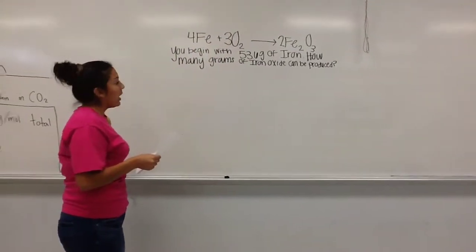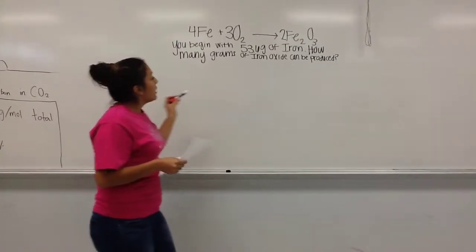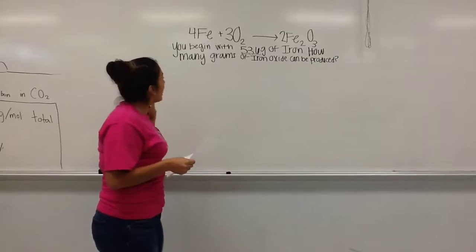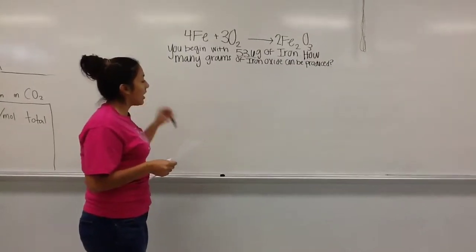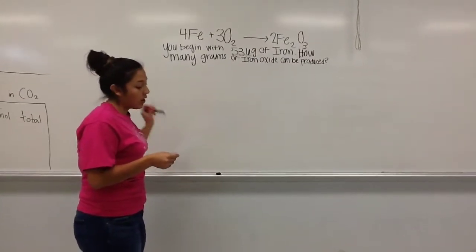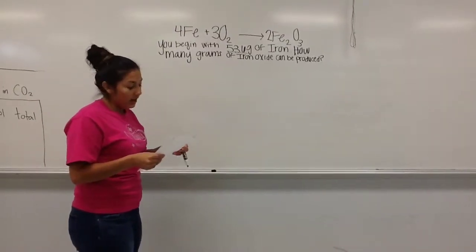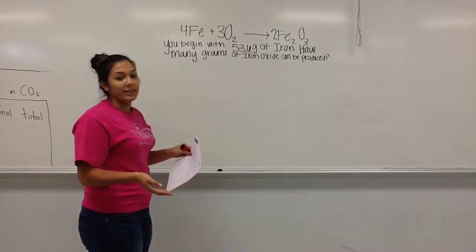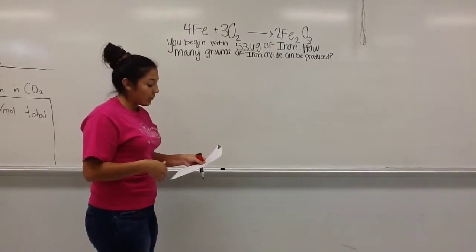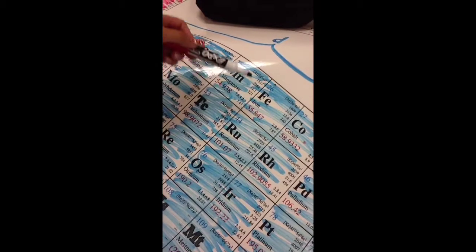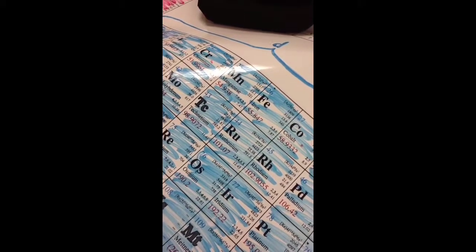Now you know that there's 53.6 grams of iron. And it says how many grams of iron oxide can be produced. Well, to go on to the next step, you have to look for the molar mass. And to find that, you have to look at the periodic table. As you can see, iron is 55.8 grams per mole.